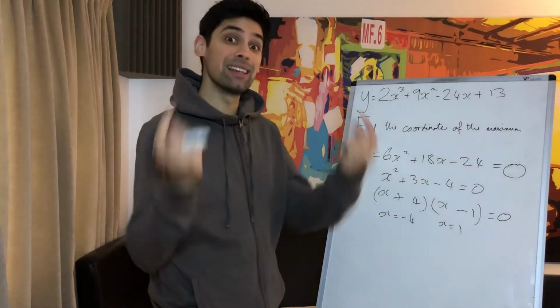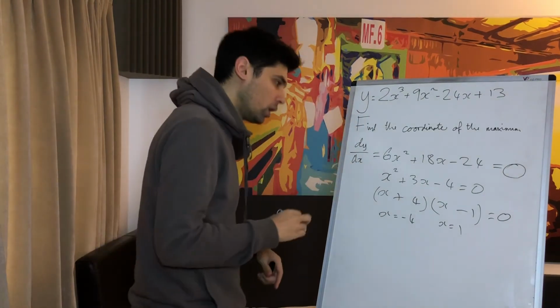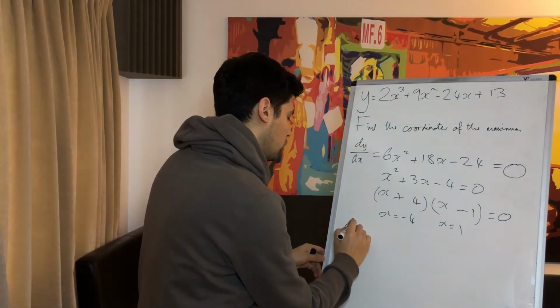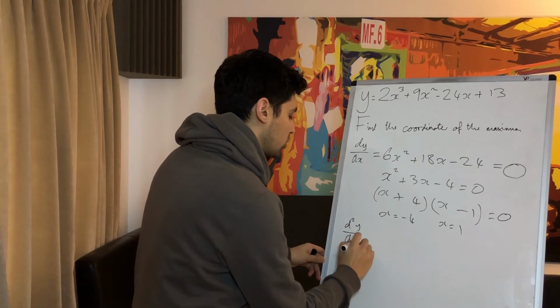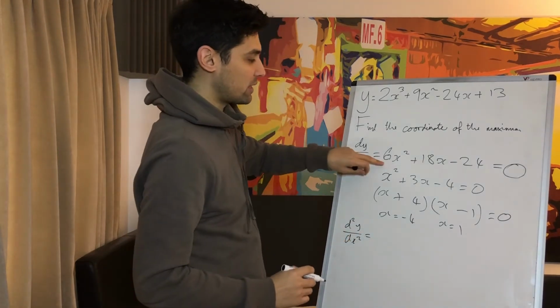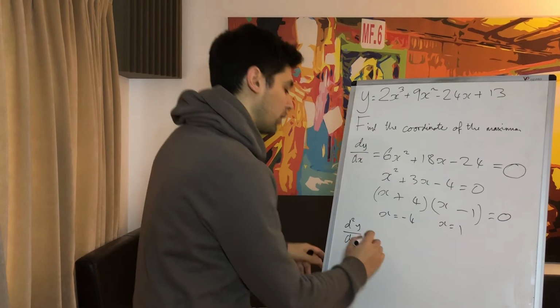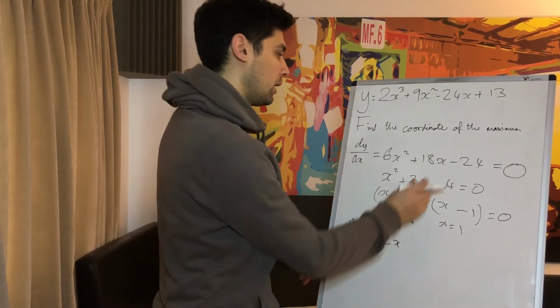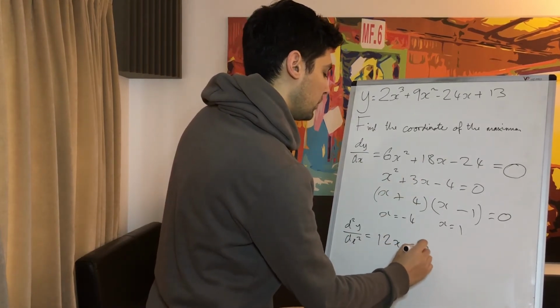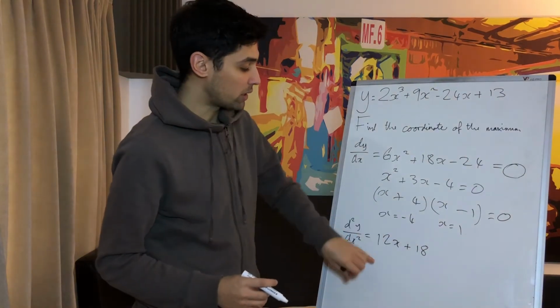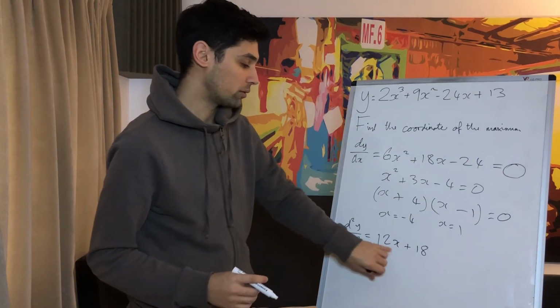Well, we need to find the second derivative. So that's going to be d2y over dx squared, and we just differentiate this again. So we're going to bring the 2 down in front to make it 12x plus 18. Then we're just going to plug in the minus 4 for x and the 1 for x.